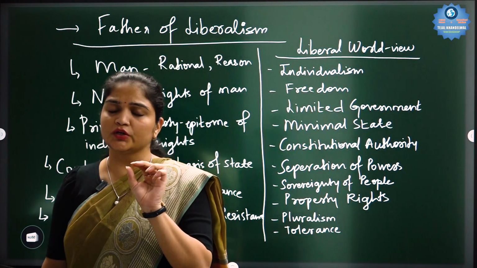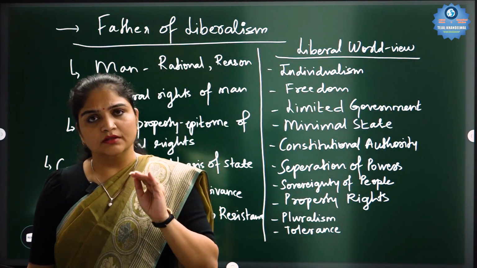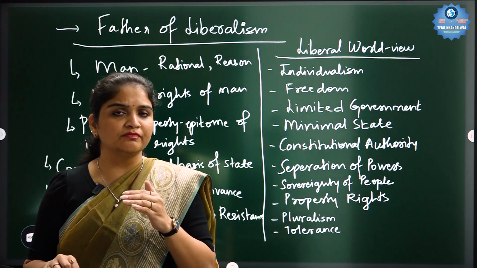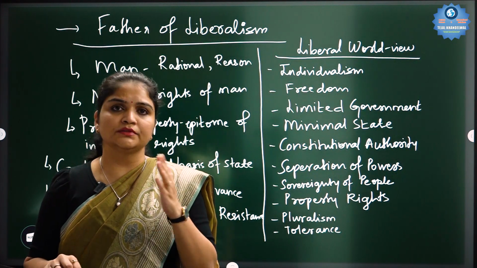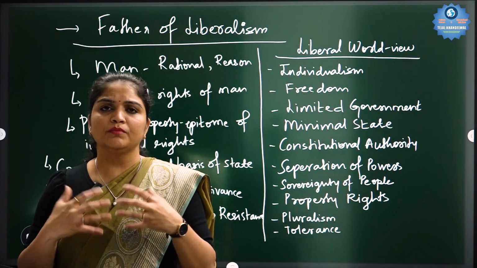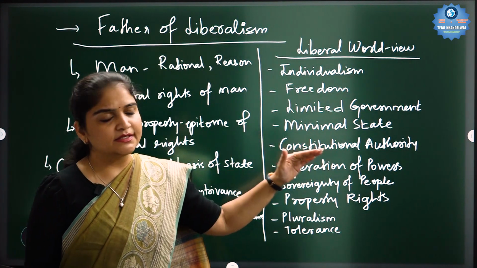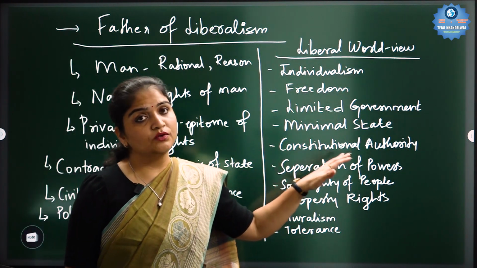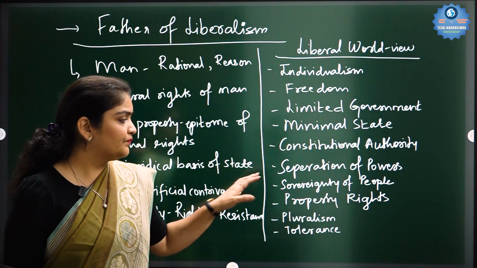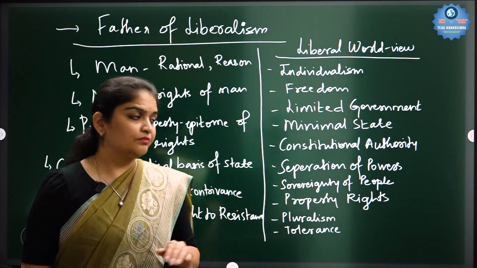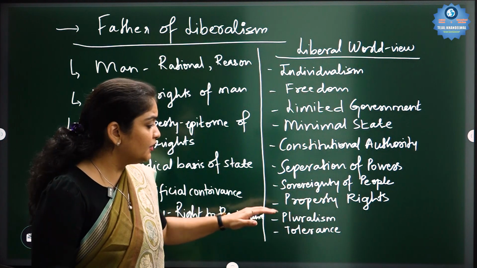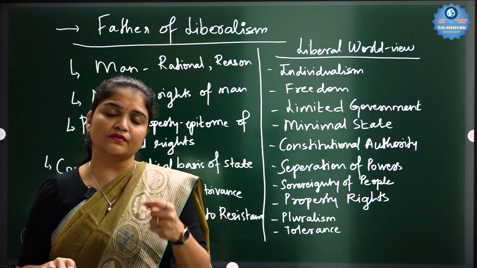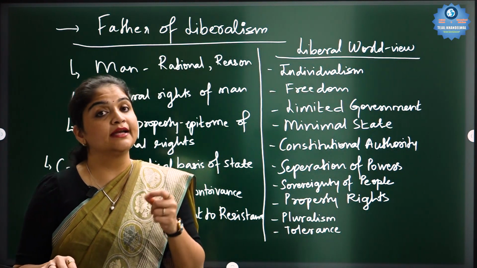Even Locke talks about a negative state, limited government, government as a trust, and he also talks about separation of power so that no organ of the state becomes very, very powerful. He talks of a minimal state. He talks of the importance of constitutional authority. He also talks about the separation of powers. We will understand it today. He talks of the sovereignty of people. He talks about property rights, and he talks about tolerance. He talks about the value of tolerance. He is known as the theorist of consent, resistance, and toleration.